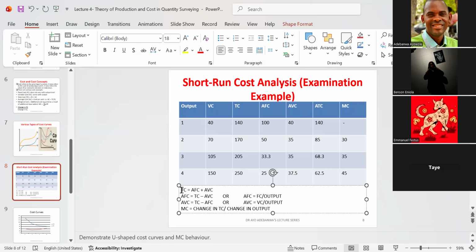For TC is equal to AFC plus AVC, then AFC is equal to TC minus AVC. That means you make TC your subject of the formula. Then AVC is TC minus AFC, or you can say FC divided by Q for AFC and VC divided by Q. The last one you have there is what you call the marginal cost, and that is the change in TC over change in Q. You can demonstrate this on your own, and then you get the behavior.